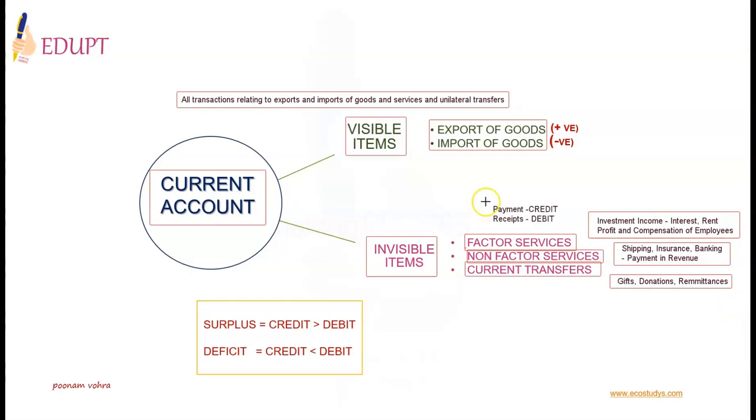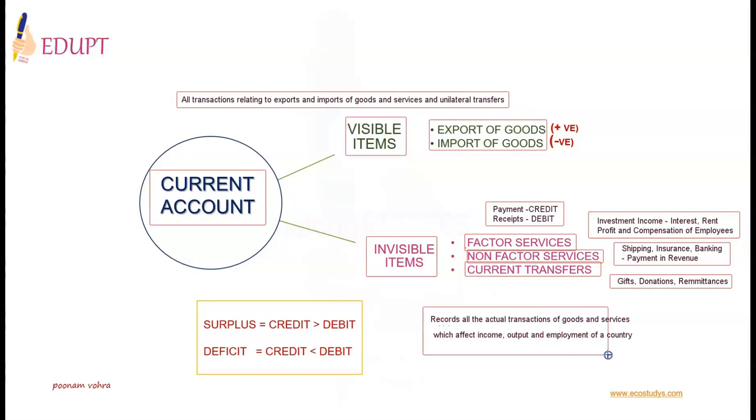Payment for factor and non-factor services will be negative, that is, credit side, and receipts from factor and non-factor services will be positive, debit side. Current account records all the actual transactions of goods and services which affect income, output and employment of a country. So it shows net income generated in foreign sector.